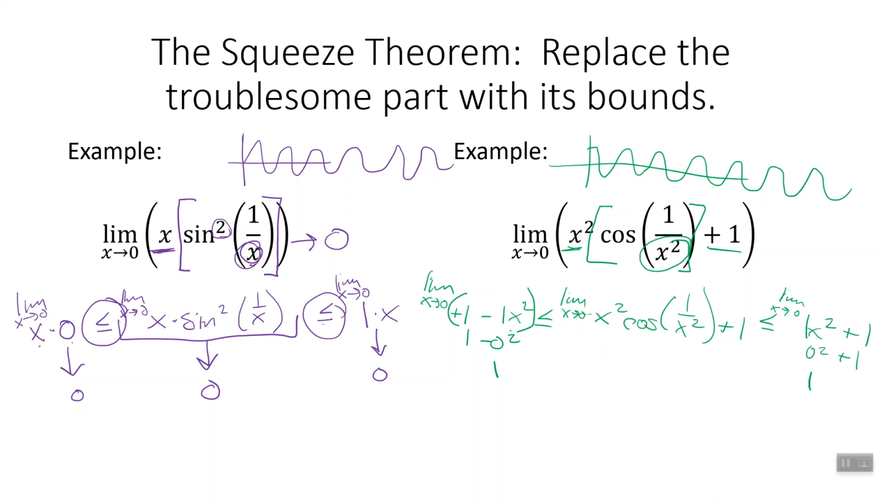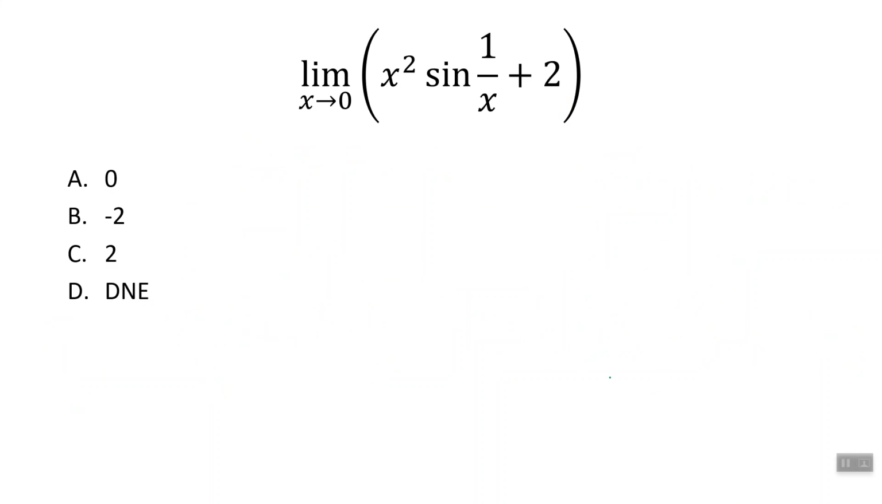Right, so we end up getting 1. So both sides go to 1. So that means this limit here, what's left in the middle, will also go to 1. And that's how the squeeze theorem works. All right, you try one.